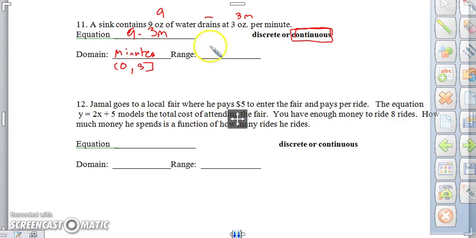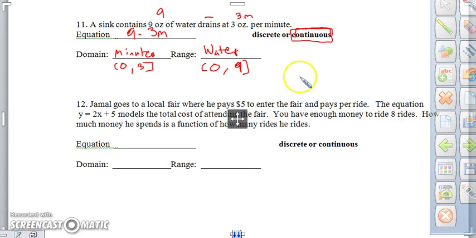Now our range is how much water is in the sink. So think about this, alright? How much water did we start out with? We started out with 9. And how much water are we going to end up with? Nothing. So make sure you go from least to greatest on your range. So there you go. That's all that is, okay?